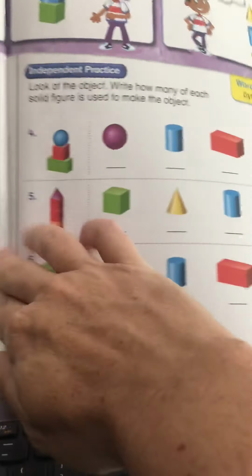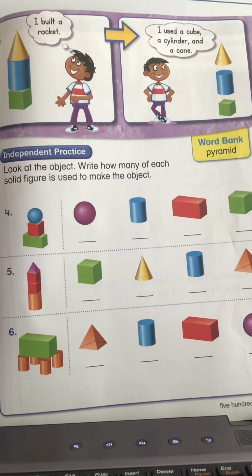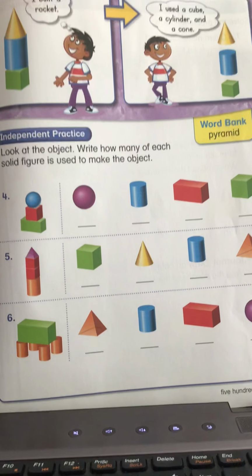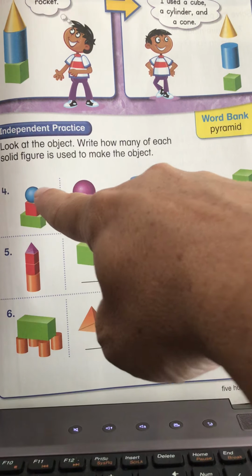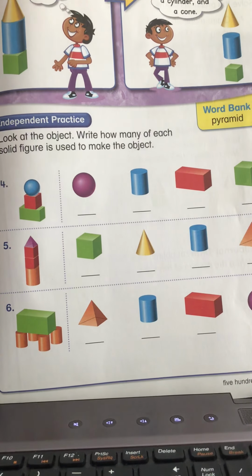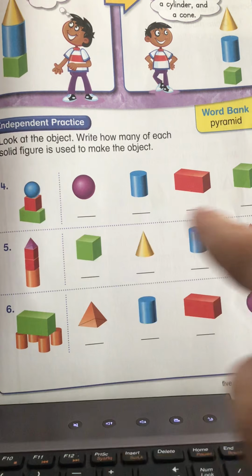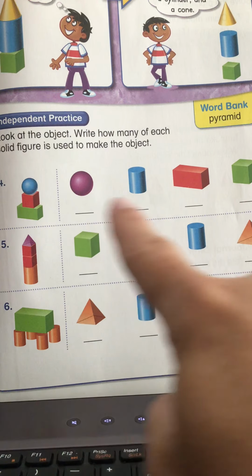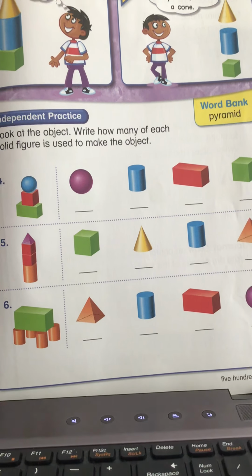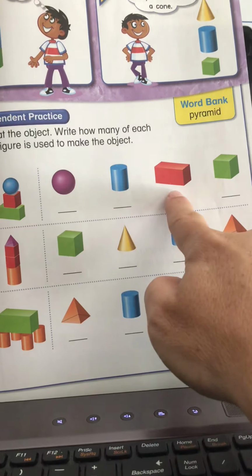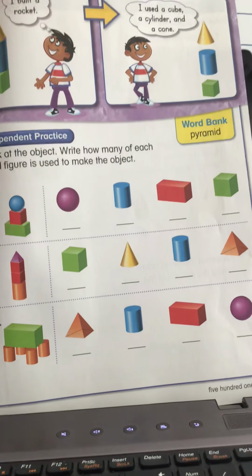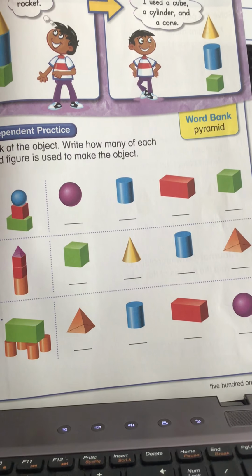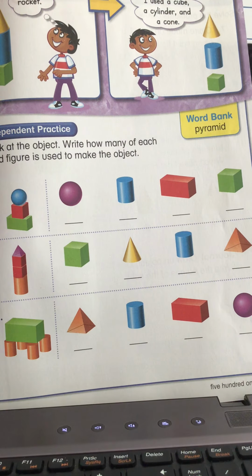Okay, on the other side, it says look at the object, write how many of each solid figure is used. So we are going to look, there's one sphere, so you're going to write a 1. One cube, you're going to write a 1. And one rectangular prism, you're going to write a 1. So it should be 1, 1, 1. There were no cylinders, so we can either leave that one empty or you could write a 0 if you wanted.